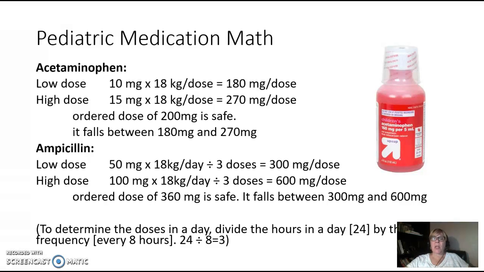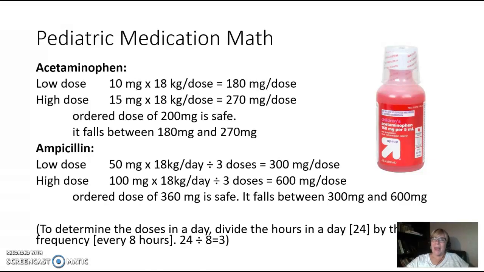That's already per dose. So we're going to look at our ordered dose and make sure it's between 180 and 270. The ordered dose is 200. Good. This is safe. We're going to give it. Right? We are the last double check to make sure that the child's getting the appropriate dose.